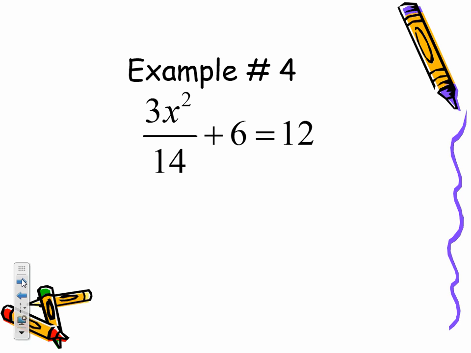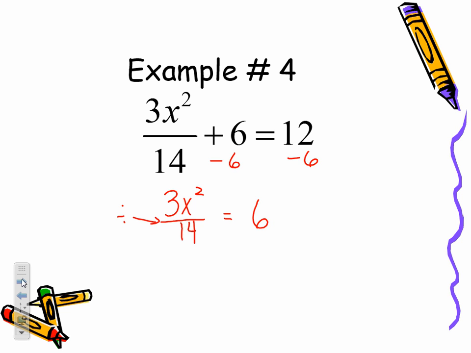Last but not least, last example here: 3x squared divided by 14 plus 6 has to make 12. Well, let's go about getting this x alone. Don't let the fact that there's a fraction in here make you nervous. Let's go through our same steps. Let's first subtract the 6. So I have 3x squared divided by 14 equals 12 minus 6, which is 6.